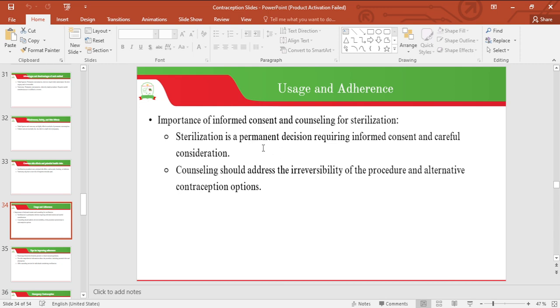Remember we said that sterilization is a permanent method of contraception. Therefore, it requires informed consent and careful consideration. Which means that the couple, whether it is a man or a woman, have decided that it is over, they do not want to have any more children. Otherwise, if they have not decided that they do not want more, then they should not go for sterilization. Let them go for other methods, because in case one day they feel like they want to have a child. So counseling should address the irreversibility of the procedure and the alternative contraception options.